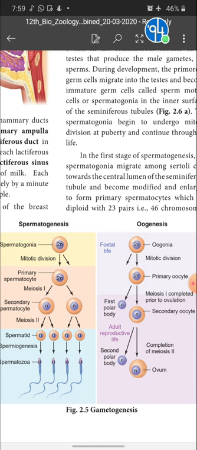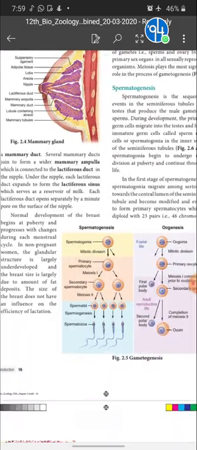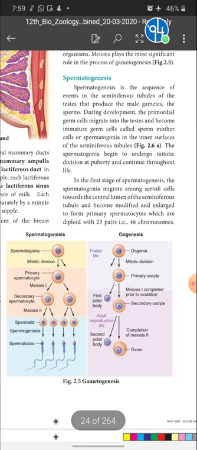Okay, children. So let's enter into the text side. Already I completed till the spermatogonia undergo mitotic division at puberty and continue throughout the life. Okay. What is the next? So I will read out and go. Suppose if you have any doubt, you can clarify with me.